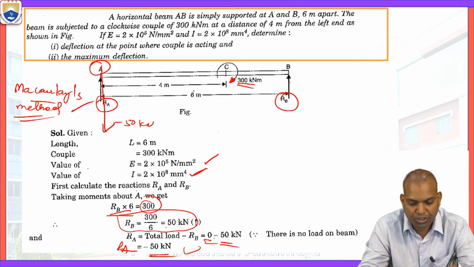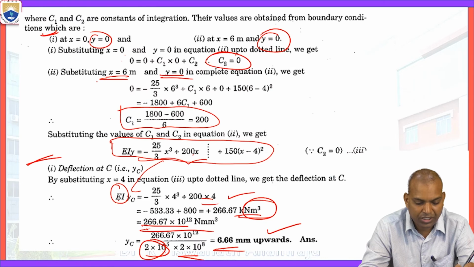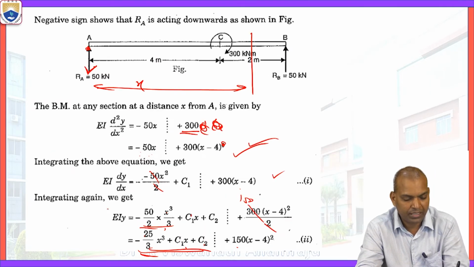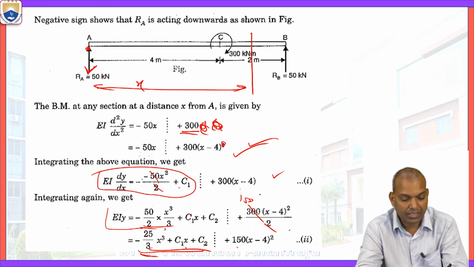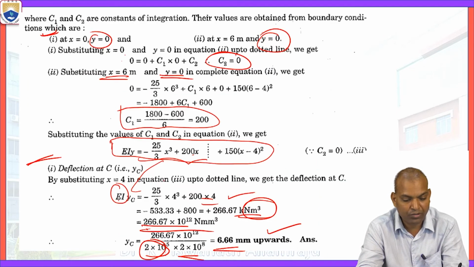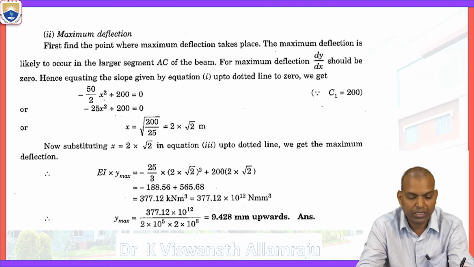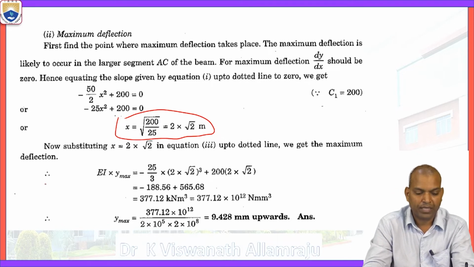So where is the AC portion? It is the 4 meters. That's why we have to consider the slope equation, EI times dy by dx. This is the portion to consider. There you substitute this equal to 0. What is the C1 value considered? 200. So equate minus 50 by 2 x square plus 200 equal to 0. From this, the x value is 2 root 2 meters. So x equal to 2 root 2 meters.